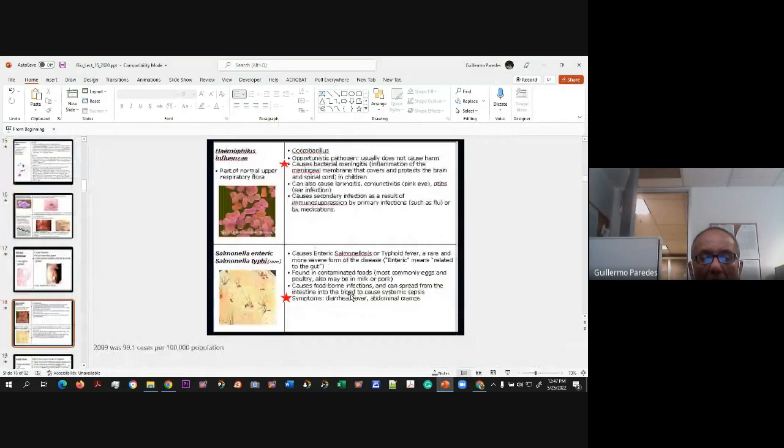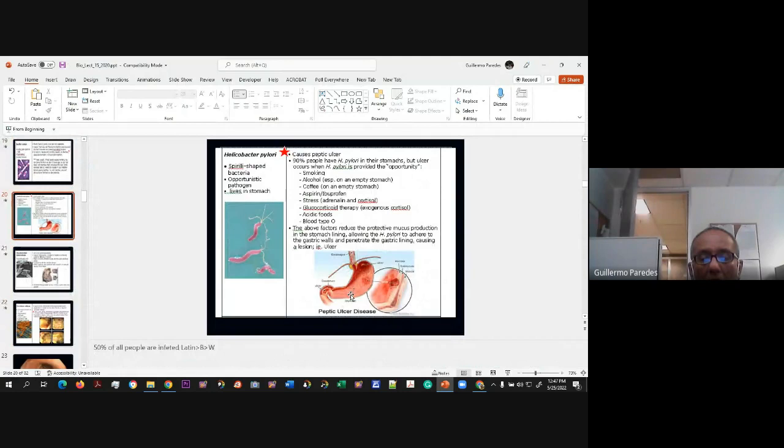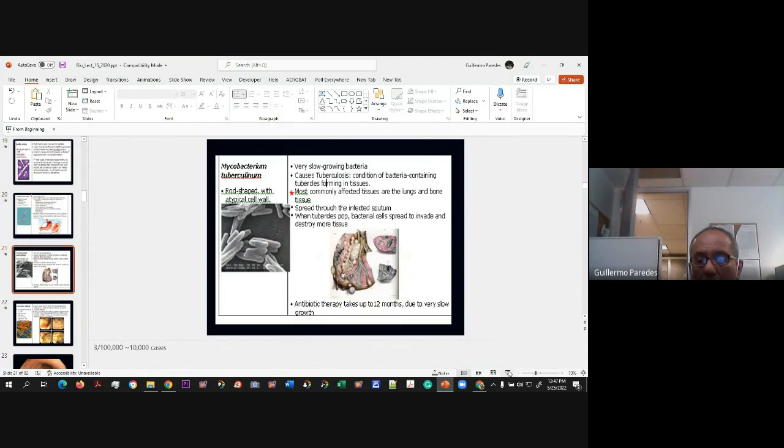So we already talked about some of the bacteria. So let's talk about Mycobacterium tuberculosum. This is the next one. Mycobacterium tuberculosum is the bacteria for tuberculosis.